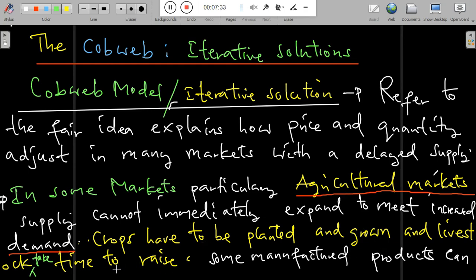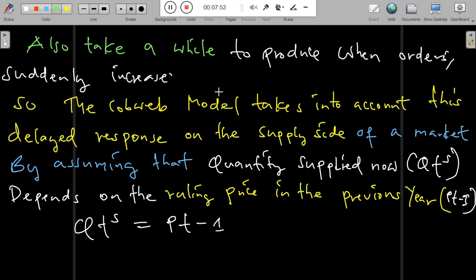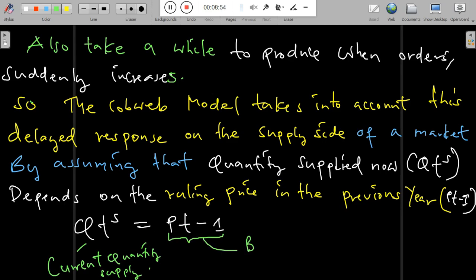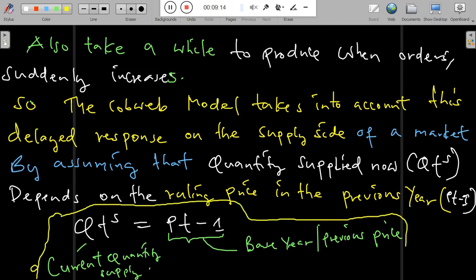Crops have to be planted and grown, and livestock take time to raise. But also some manufactured products can take a while to produce when orders suddenly increase. So the COBWEB model takes into account this delayed response on the supply side of a market by assuming that the quantity supplied now equals the ruling price in the previous year. So QST is given as the current quantity supplied, and PT minus 1 is the base year price, as you can observe.